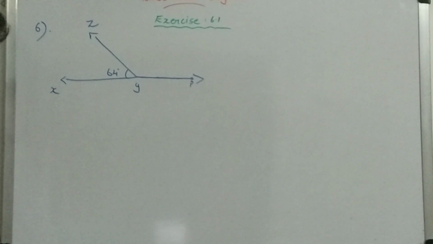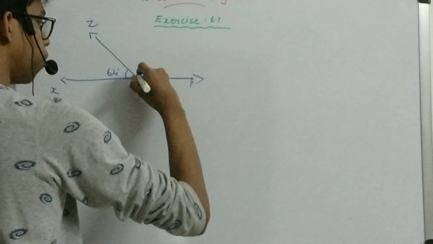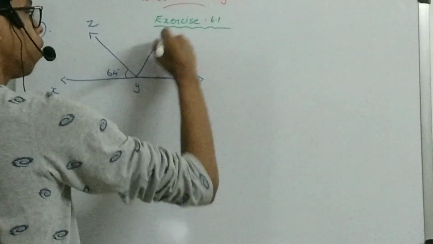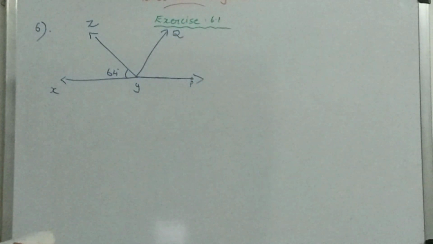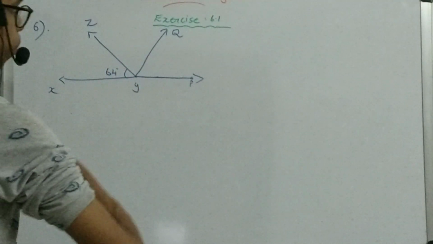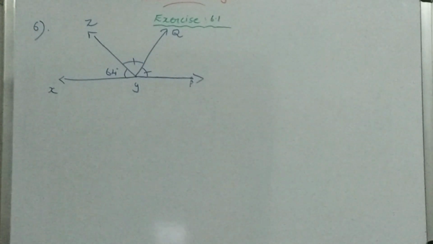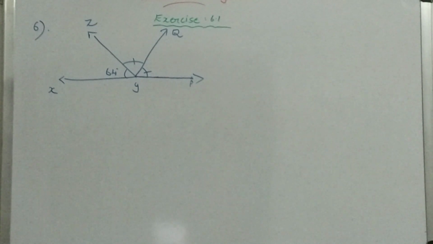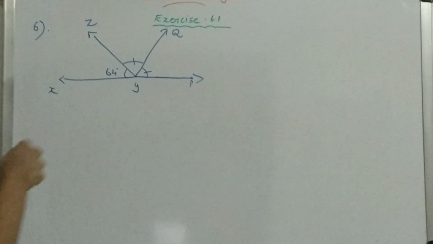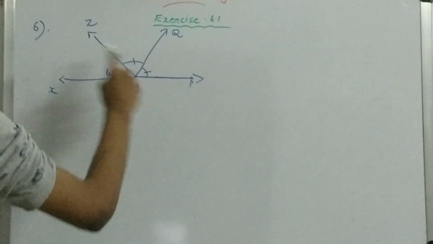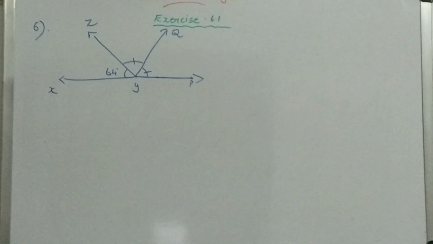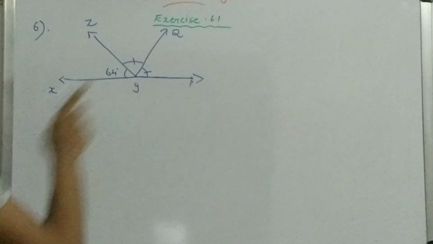And it is also given that a ray YQ bisects angle ZYP. From this point Y, we have to draw a ray that is YQ. YQ bisects this angle ZYP, which means that this angle and this angle are equal angles. Now in the question they have asked to find angle XYQ, that is this angle, and reflex of angle QYP.